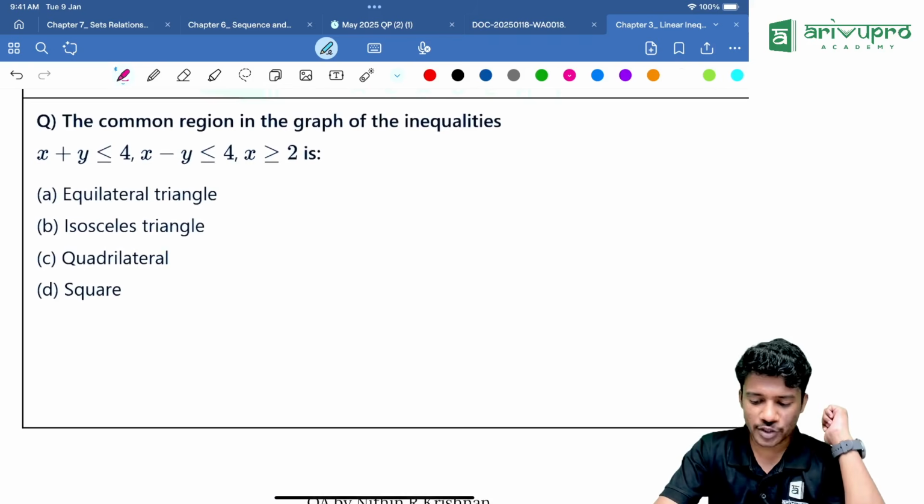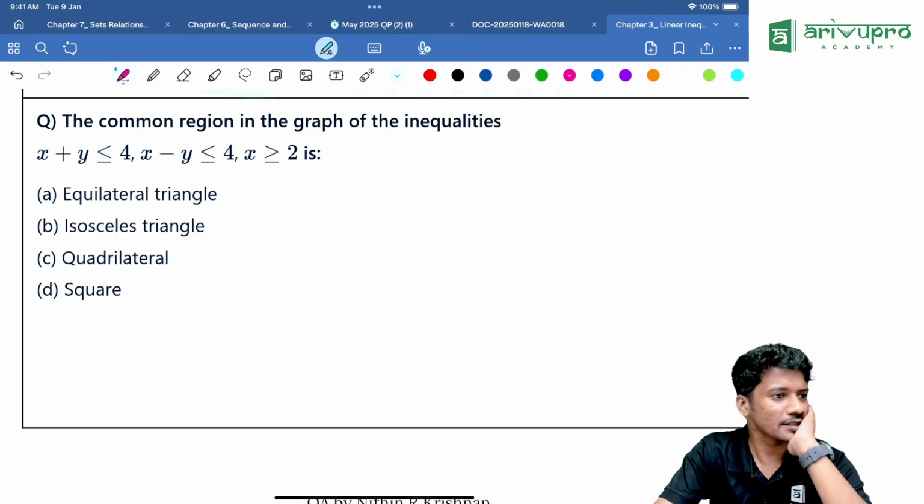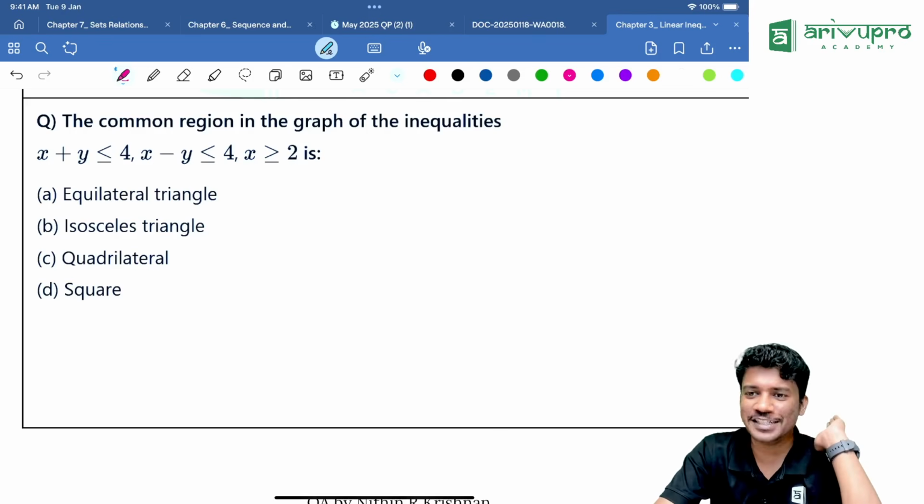Another previous year question. The questions are very easy when you are coming to this side angle. Yes, very easy. You just need to know what is what. That's all. You just need to know how the graphs look like. That is more than enough for you to get the answer.